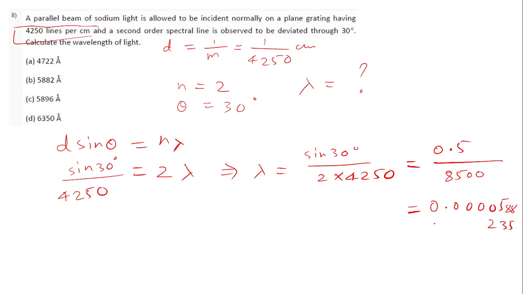0.0000588 and so on. This is in centimeter right now. Counting the places, it will be 5882 angstrom. Right now this is in centimeter, this will be in angstrom. So B is the correct answer.